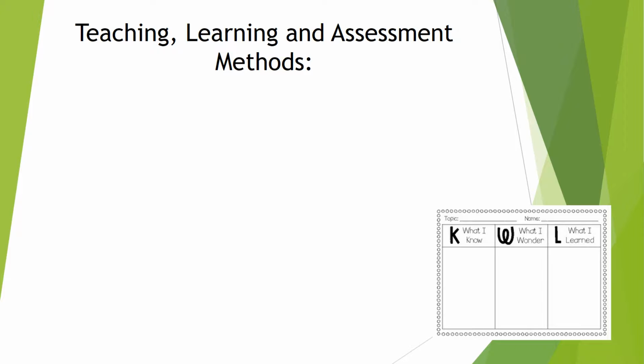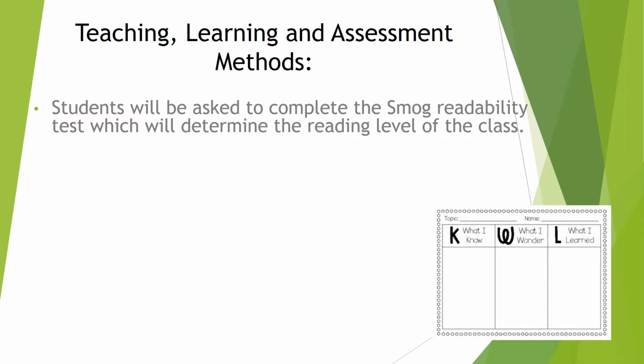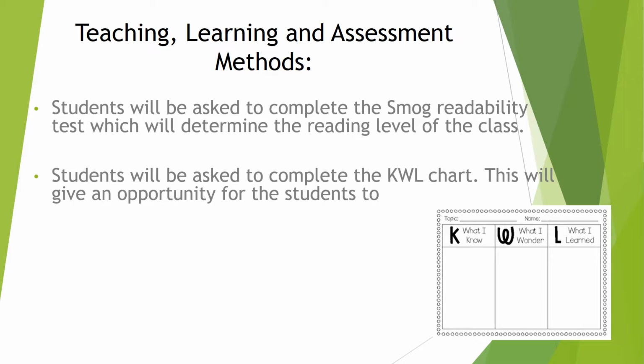Teaching, learning and assessment methods. Students will be asked to complete a SMOG readability test which will determine the reading level of the class. This is a readability test which gauges the interest of reading in the class. A timeline will also be completed in pairs or groups to identify how the characters are developing throughout the novel. Numeracy will be incorporated through this method through the use of timekeepers in the groups.